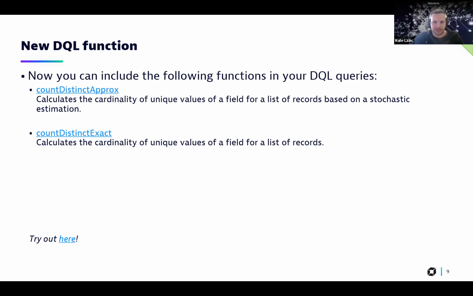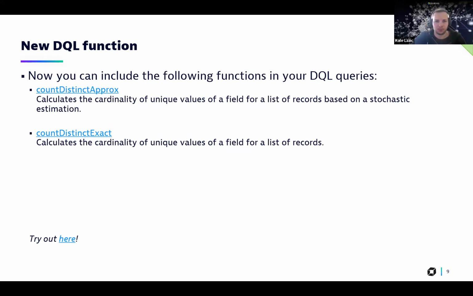So this also explains why we have the second DQL function, count distinct exact. It gives you the precise measure of the cardinality of unique values of a field. So why do we have both? Why shouldn't you use count distinct exact every time?